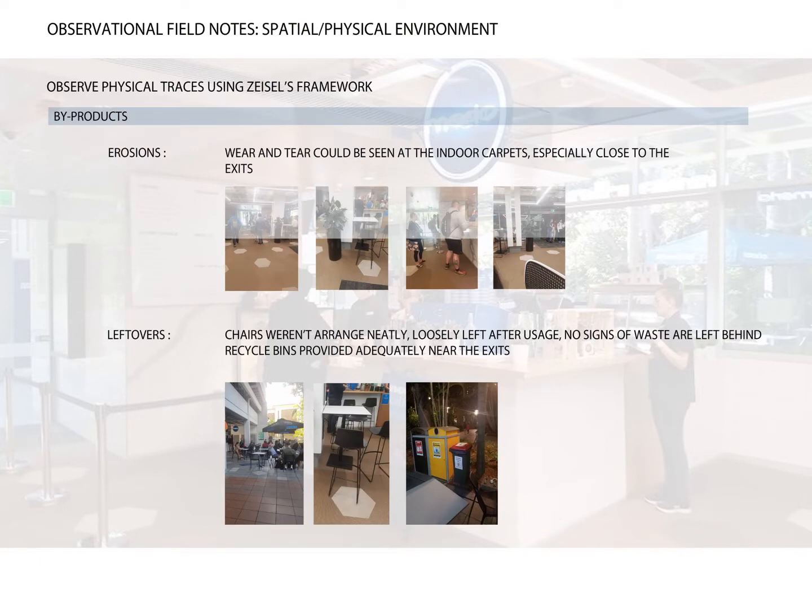Observational field notes. First is the spatial or physical environment, and the first is the byproducts that could be seen. There are signs of erosion, wear and tear in the carpets, especially close to the exits where most crowding happens. There are some leftovers, chairs weren't arranged neatly, loosely left after usage, and no signs of waste are left behind because recycle bins are provided adequately near the exits.